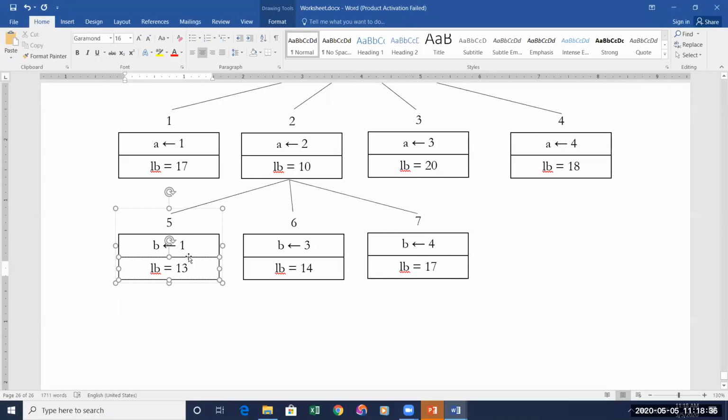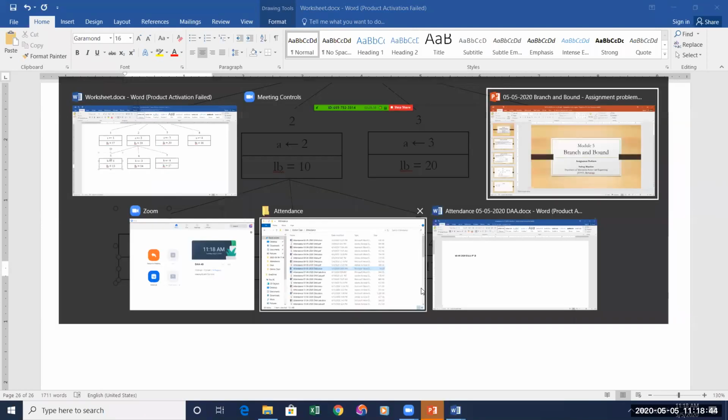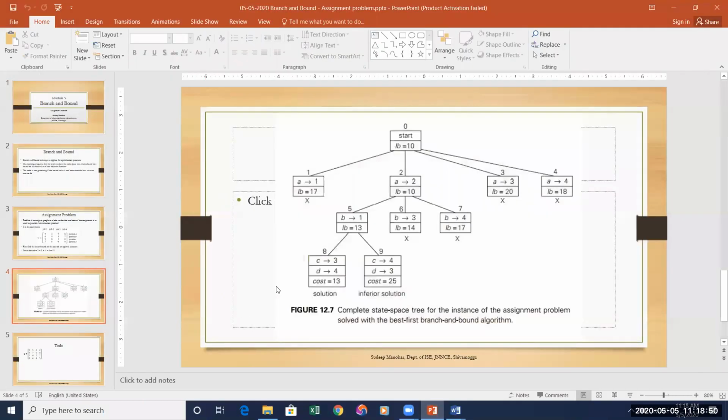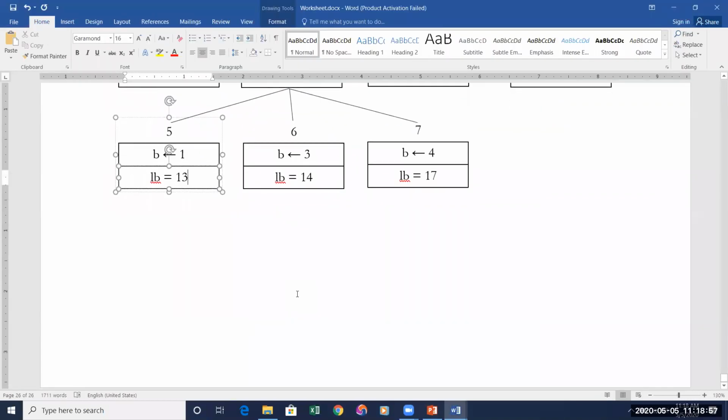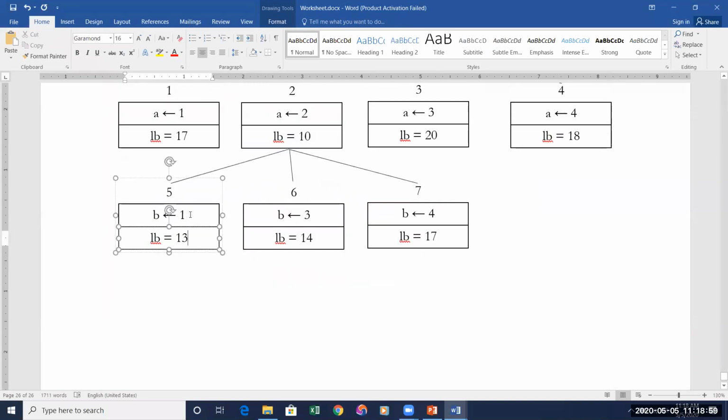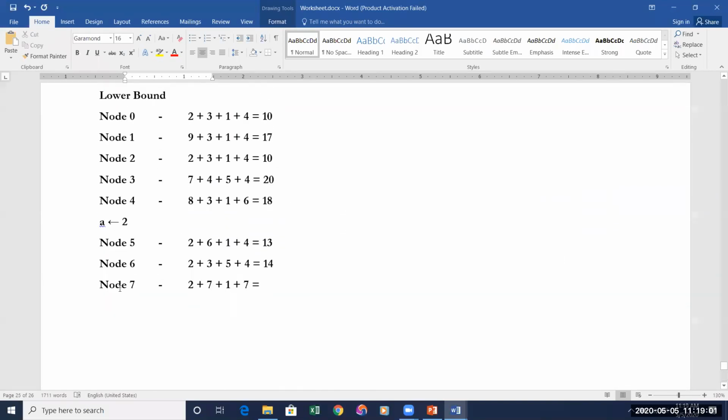Okay, now you continue with this. Consider this as a promising solution and continue with this. Okay, I'll check the values once: 13, 14 and 17. Yes, it is true. Now, so B is allotted with 1. I'll write here.